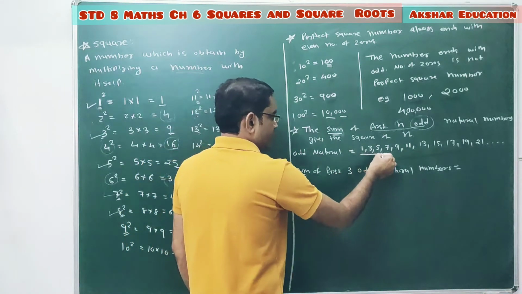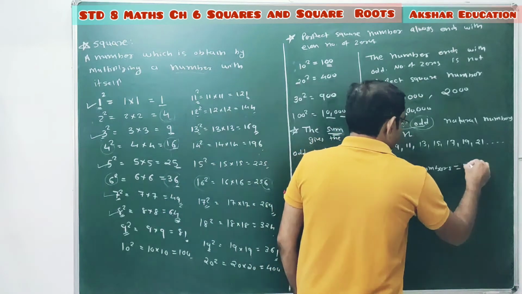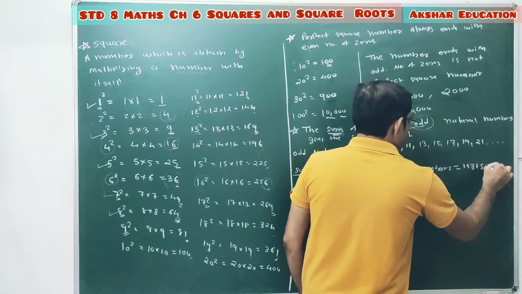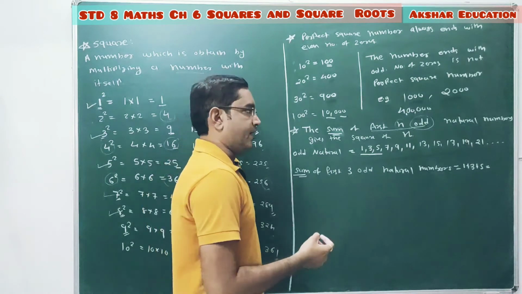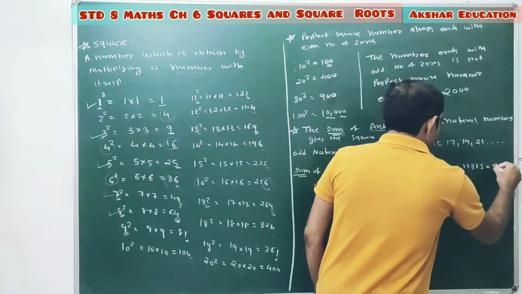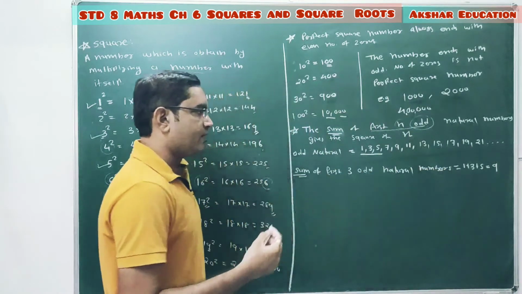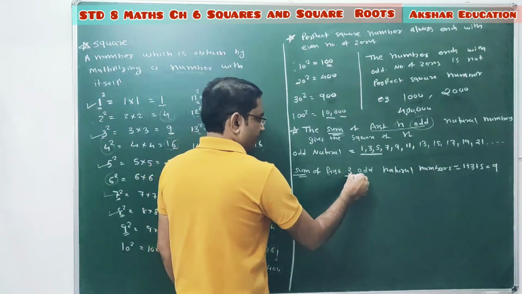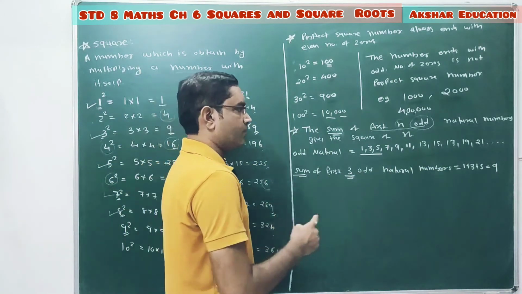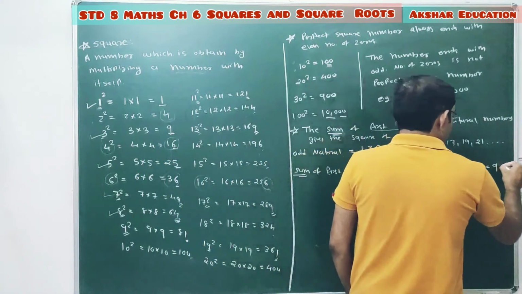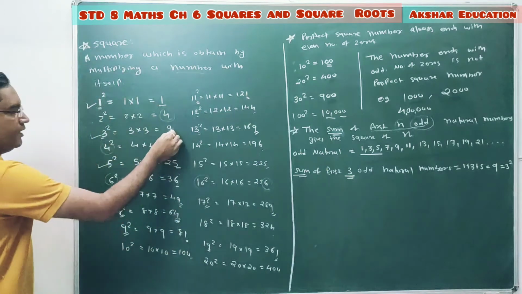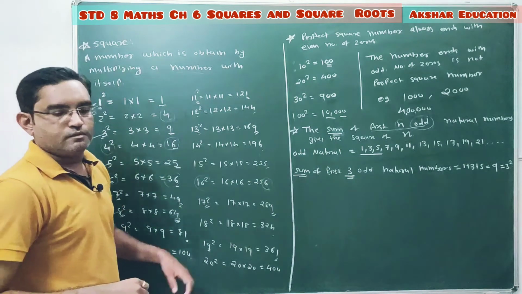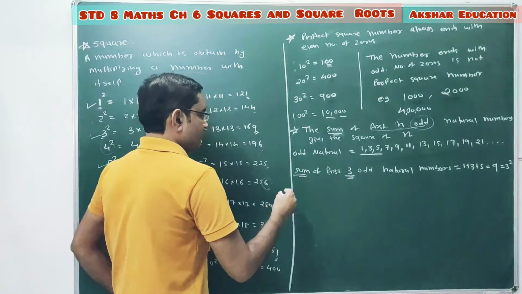So it's a 1 plus 3 plus 5. What is 1 plus 3 plus 5? 1 plus 3 is 4, plus 5 is 9. So sum of first 3 odd natural numbers is 9, which is nothing but the 3 square. What is 9? 9 is the square of 3. आया समझ में. वन मोर एग्जाम्पल.